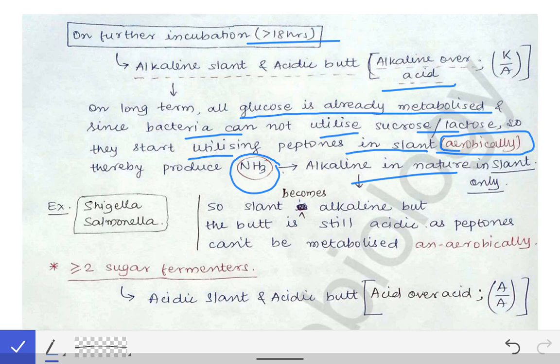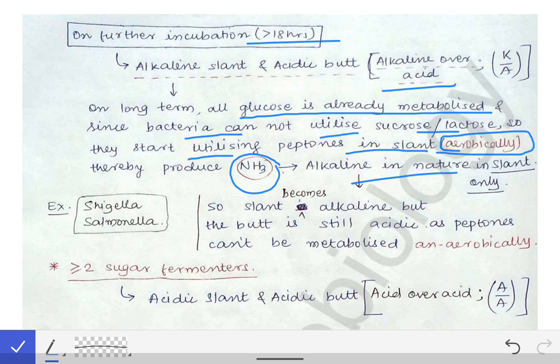Since this peptone metabolism is occurring only in the slant part of that TSI agar, the slant part changes the color again from yellow, it becomes red. That means there is again an alkaline reaction occurring in the slant part. But the bacteria in the butt part do not have excess oxygen, so they are not able to metabolize the peptones in the butt, so they are not able to produce the ammonia, and hence they remain acidic.